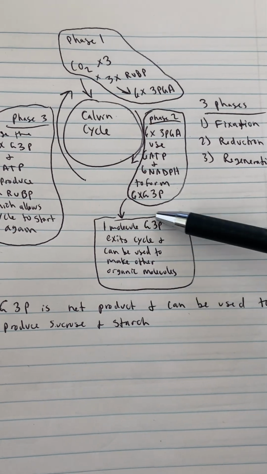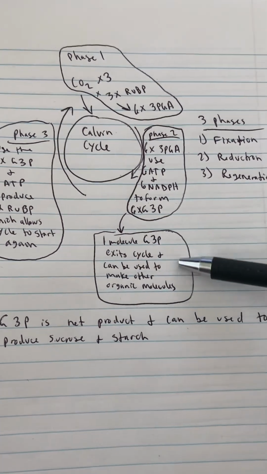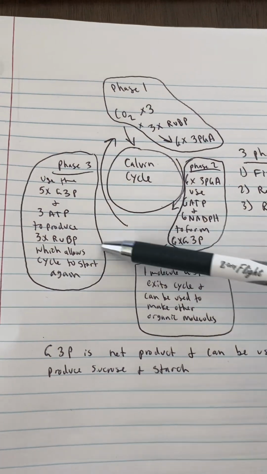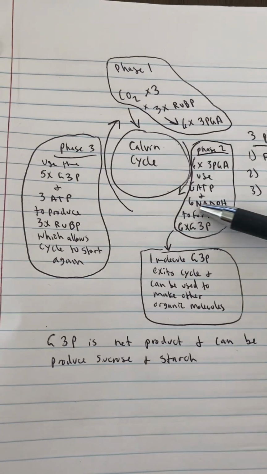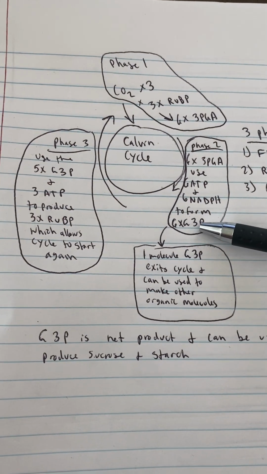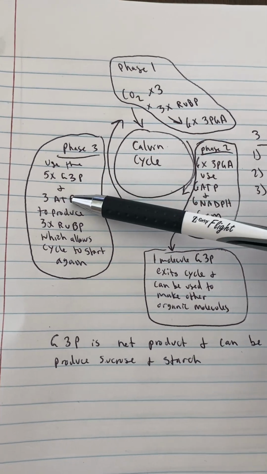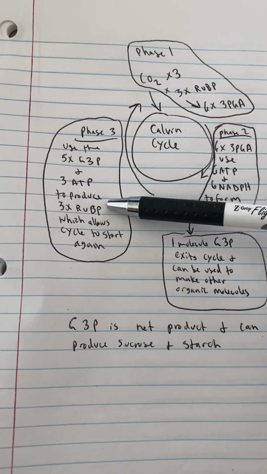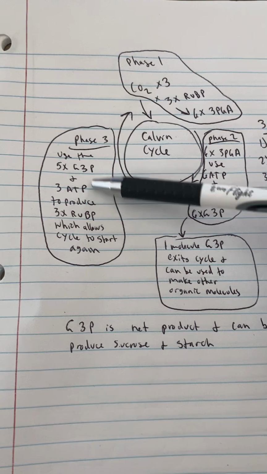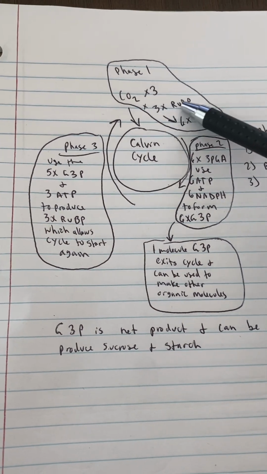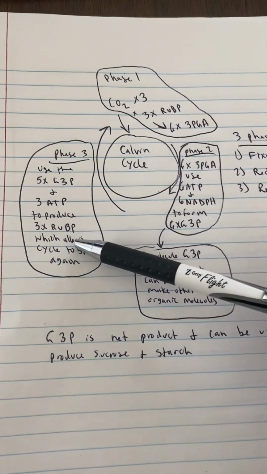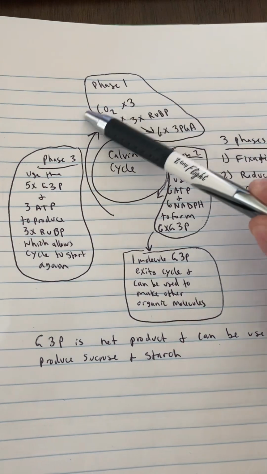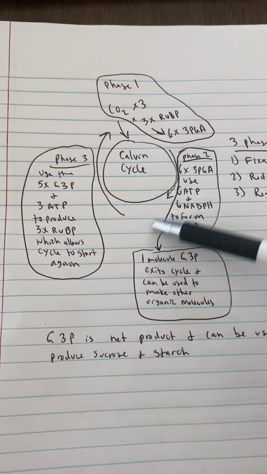One molecule of G3P exits the cycle and can be used to make other organic molecules, and that's really the output of the Calvin cycle here. Phase 3, which is regeneration, is going to use the remaining 5 G3P and 3 ATP, which once again were created in the light reactions, to produce 3 RuBP. And this allows the cycle to start once again. So we're combining that 3 RuBP, which was regenerated in this third phase, and the CO2 from the air to start that cycle over again.